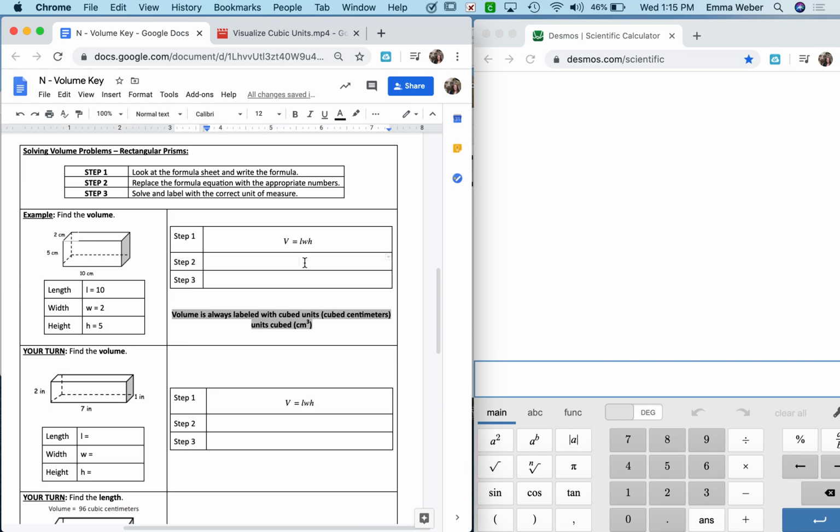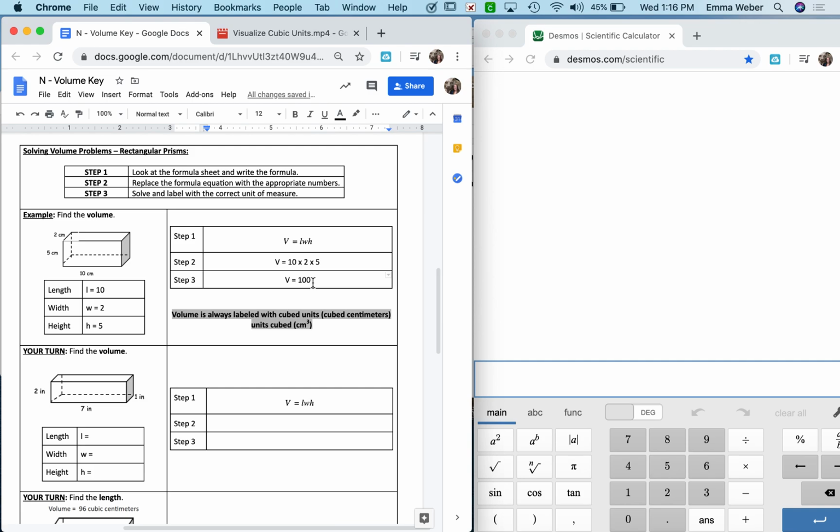So in step 2, I'm going to type in V equals, my length is 10. To show multiplication, I'm going to use a lowercase x. You can use that for today. The width would be 2, and then I multiply by the height, which was 5. So I'm doing 10 times 2 times 5 to get my volume. That means V equals 10 times 2 is 20, and 20 times 5 is 100. I didn't have to use my calculator here. That should hopefully be one that we can do.